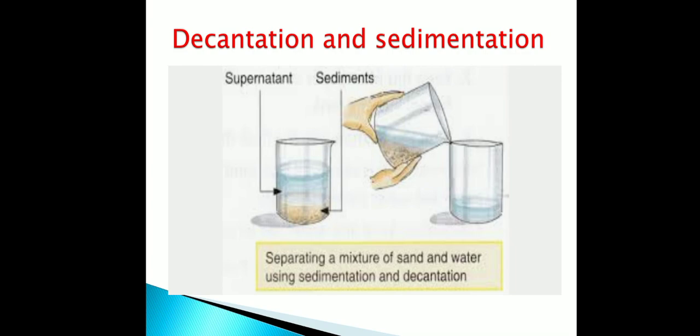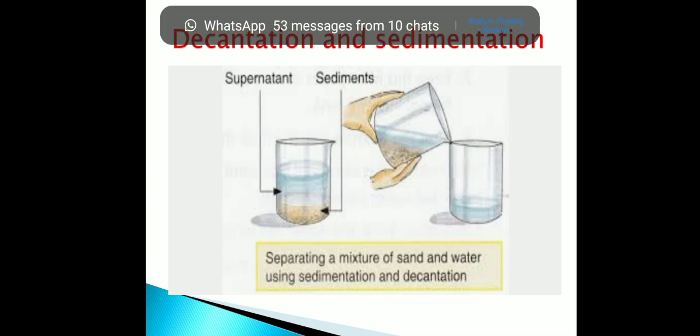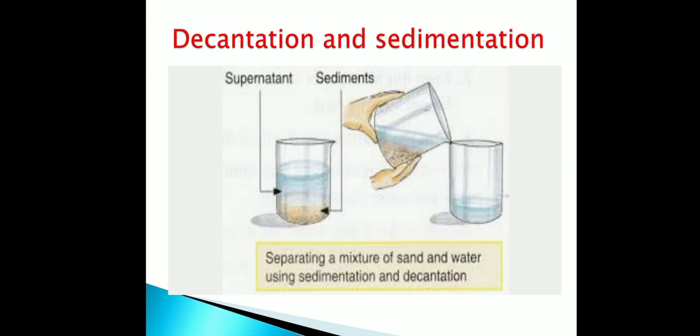As we know, we all wash the grains in our house every day while cooking food. When your mummy is washing the grains, what is she doing? She is washing, and the impure water is coming out and the grains are settling down, and this impure water she is throwing away. This process is known as sedimentation.